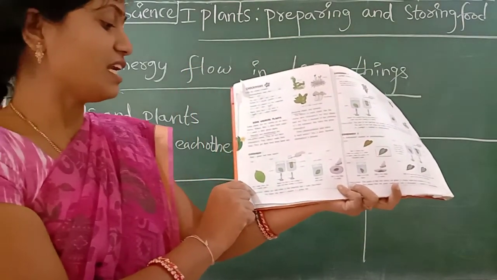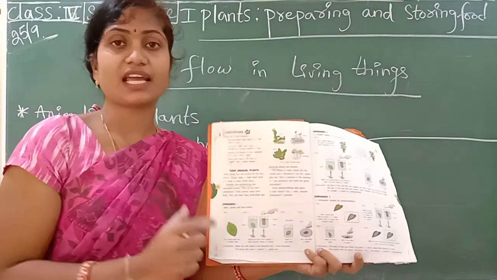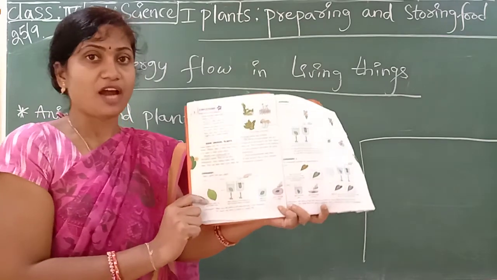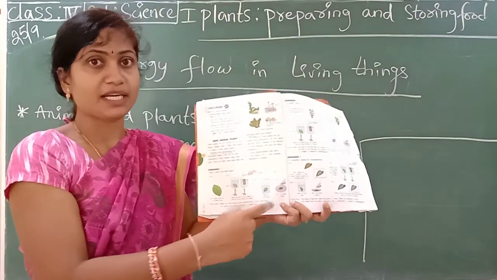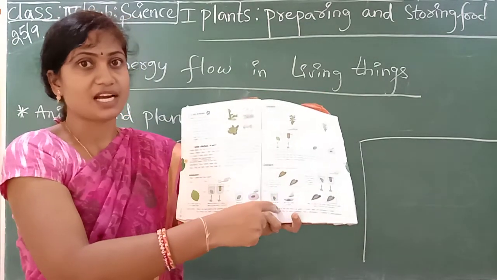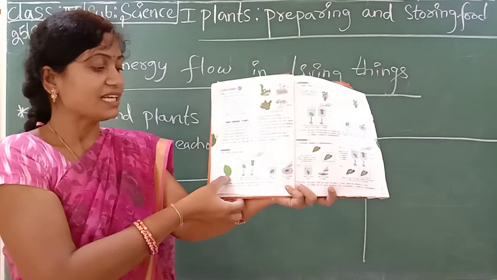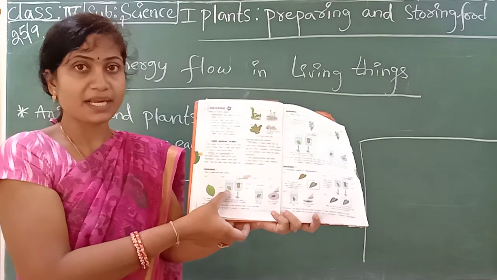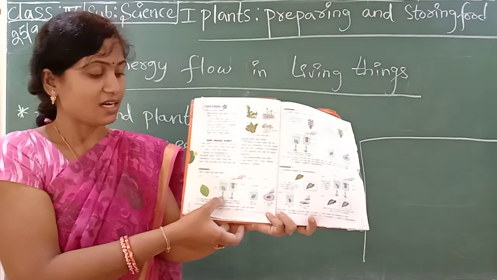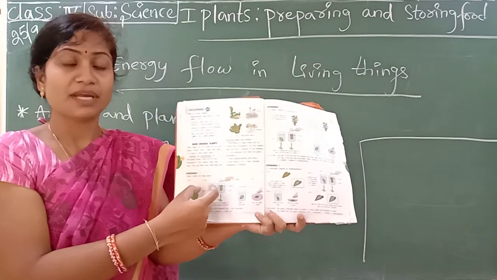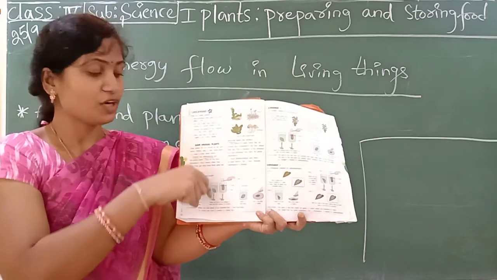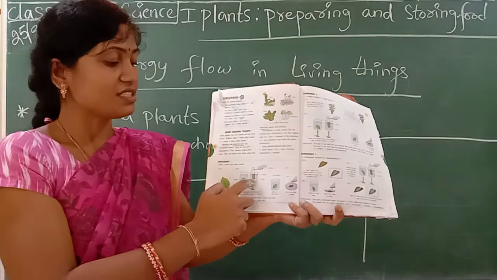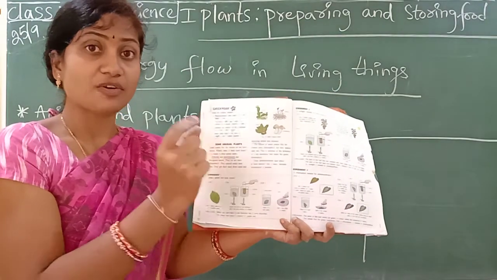First, pick a fallen green leaf from a healthy plant. You have to take a healthy plant. First I will explain this experiment, the remaining you have to understand. Take a fallen healthy green leaf. You have to take one beaker and burner. Take a beaker full of water and put this leaf in it. Afterwards, you have to boil it. After some time, you have to take one test tube.